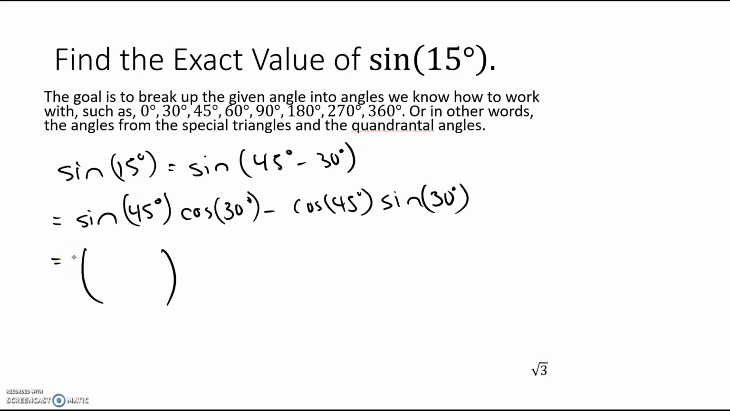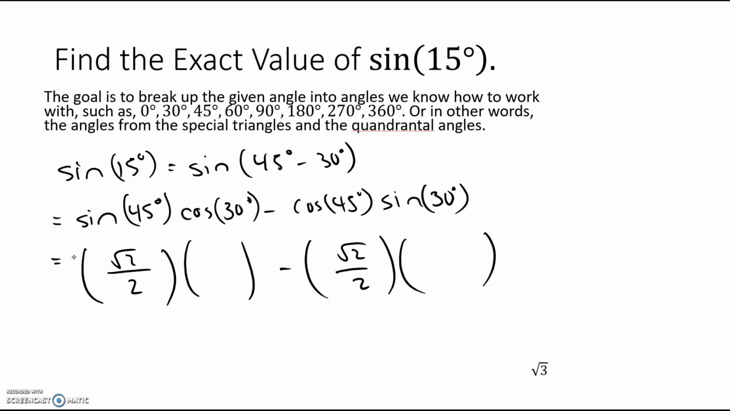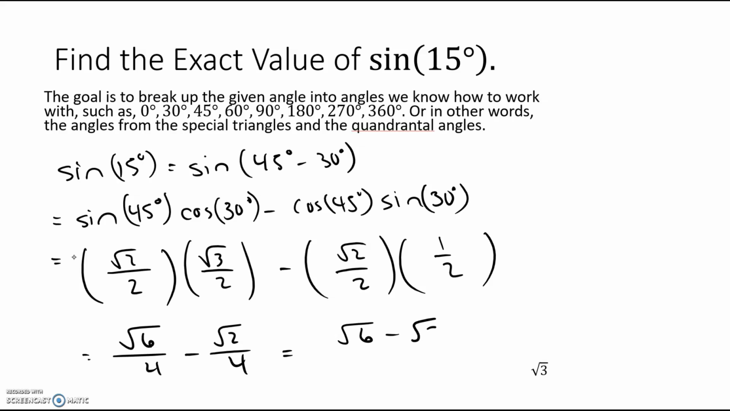Okay, so we get a blank for each one of these. We already know that sine and cosine of 45 are square root of 2 over 2. We just said that cosine of 30 is square root of 3 over 2, and sine of 30 is 1/2. So this is square root of 6 over 4 minus square root of 2 over 4. And that is square root of 6 minus the square root of 2 all over 4. That'll be our final answer.